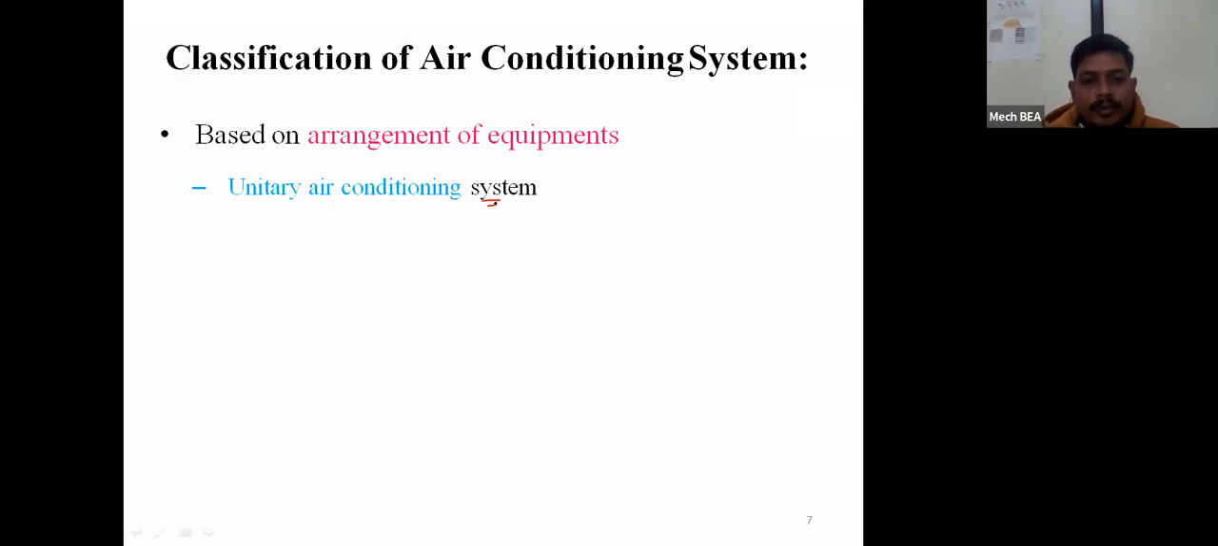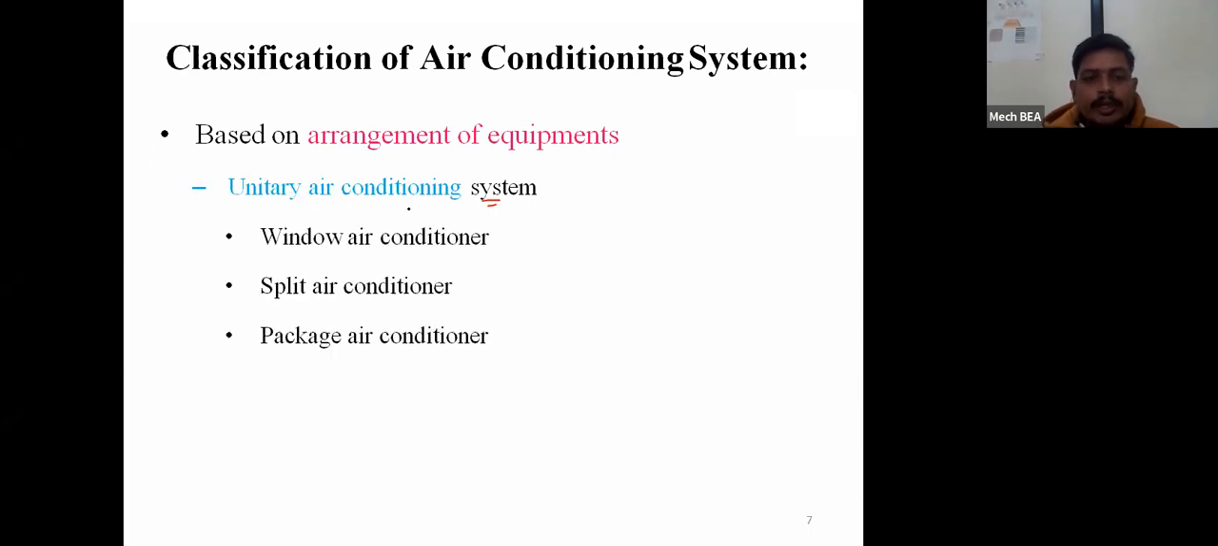And second, based on the arrangement of equipment, that will be called a central air conditioning system. Here, in the case of the unitary air conditioning system, there will be different types. First one is called a window air conditioner. Second one is called a split air conditioner, and third one is called a package air conditioner.